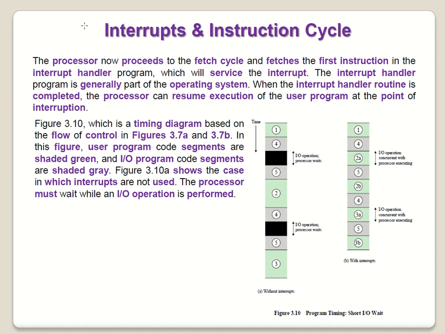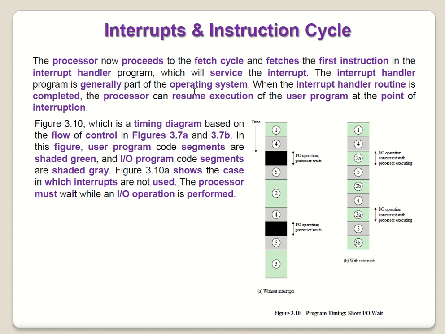So the processor now proceeds for the fetch cycle, fetches the first instruction in the interrupt handler and will serve the interrupt. Let's say if there is an interrupt, the processor fetches, because PC contains the starting address of the handler. So the processor fetches the first instruction of the interrupt handler. The interrupt handler program is generally part of the operating system. Obviously, when the interrupt handler routine is completed, the processor needs to resume the execution of the user program.